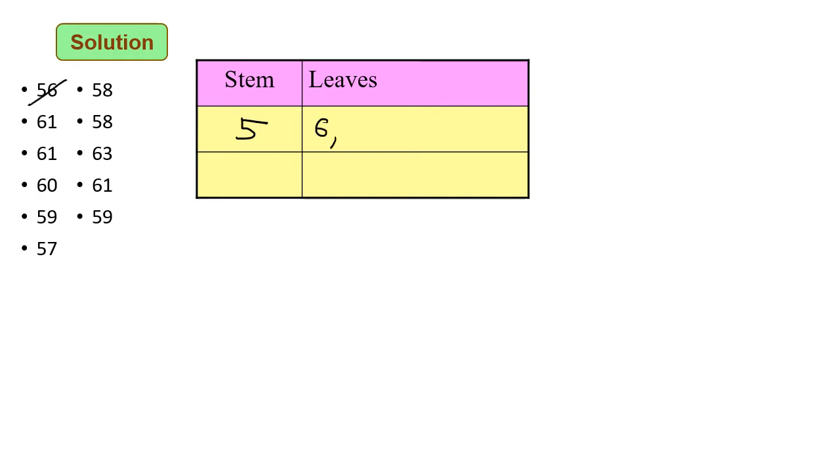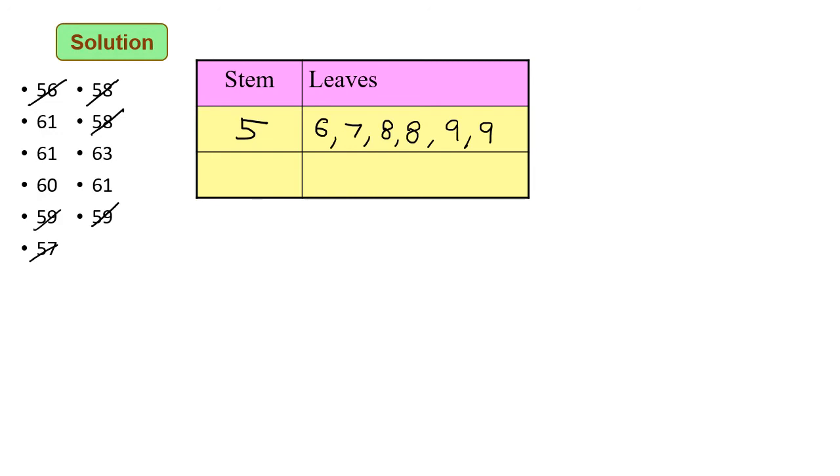So we are already done with 56. And then after that we have 57, so we put 7 at the back here. That means 57 has 5 as the stem, and the leaf is 7 at the back. And then we have 58 two times, so we put 8 two times. And then we have another two 59s, so we put 9, 9. So this is how we form a stem and leaf for the stem 5.